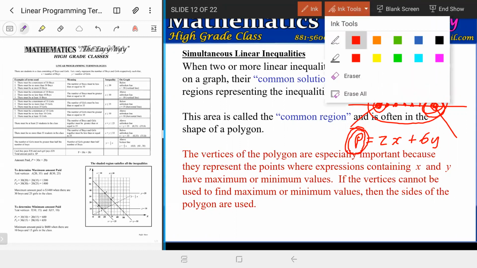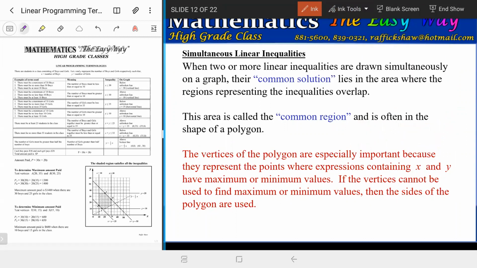All right, and we're going to see questions where we use that. But I just want to point out now, if you want to find the maximum or minimum of anything in a common region, you go to the vertices. If for any reason a vertex cannot be used, you go along a side. All right, and we'll see examples of those.